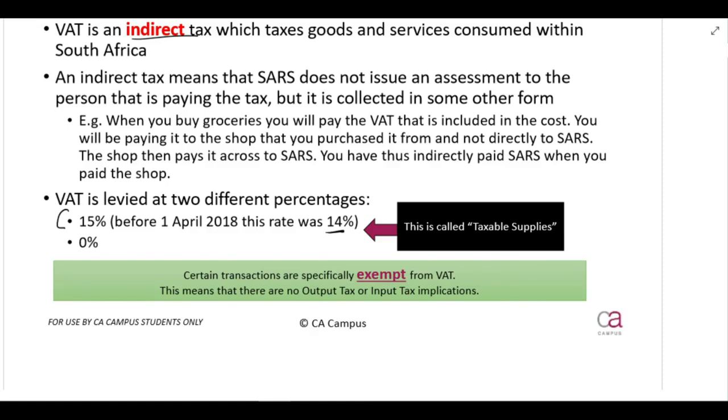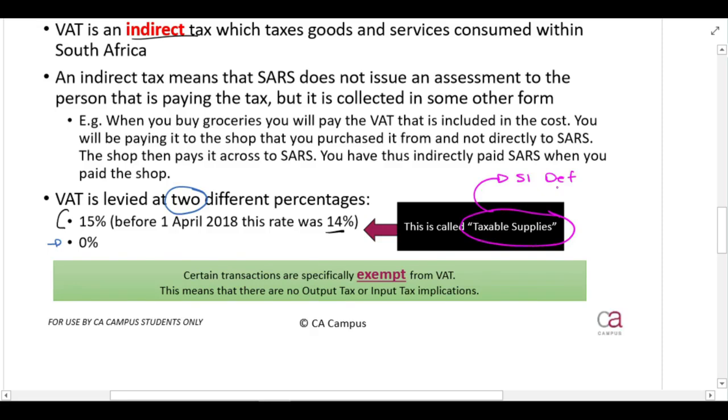But what is important for you to understand is that VAT is not just calculated at 15%, it's calculated at 0% as well. So this is an important concept for you to understand. There are two different VAT percentages. The one is 15% and the other one is 0%. These are both called taxable supplies, and it's an important term for you to understand. It's a term that actually has a definition in section 1 of the VAT Act as well.